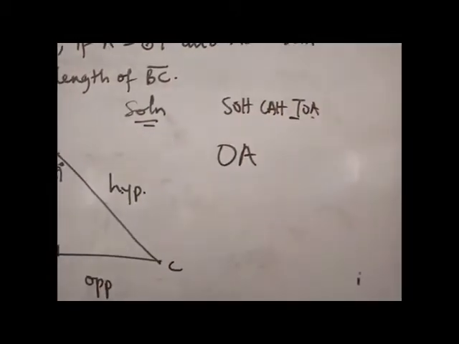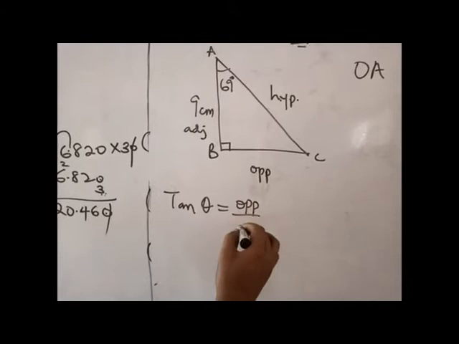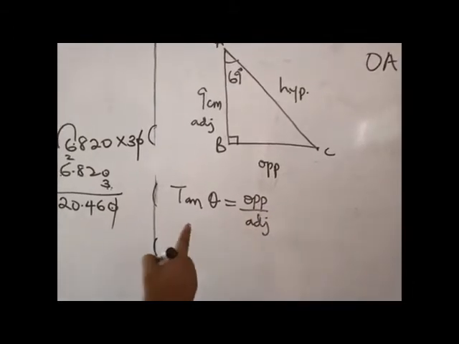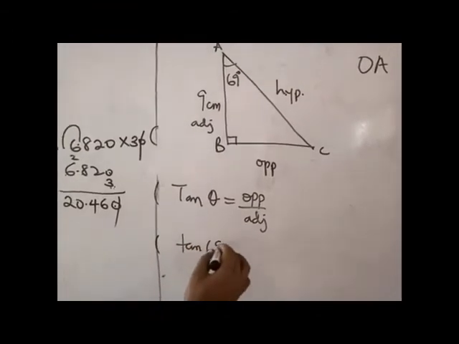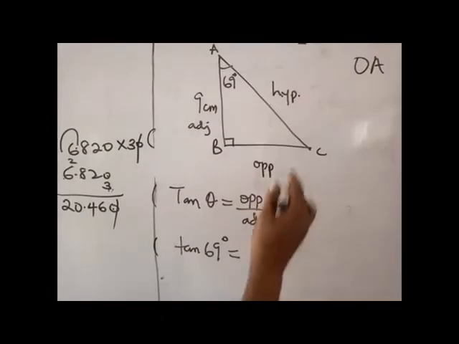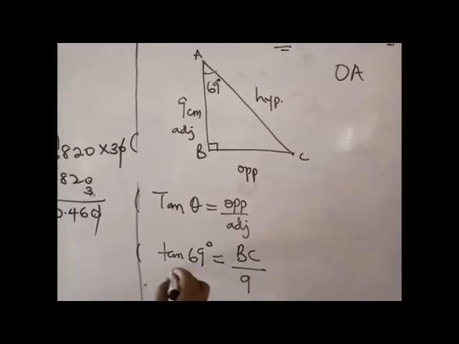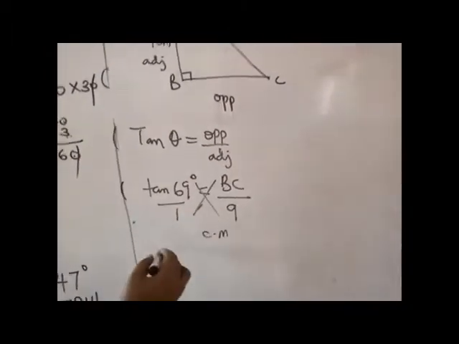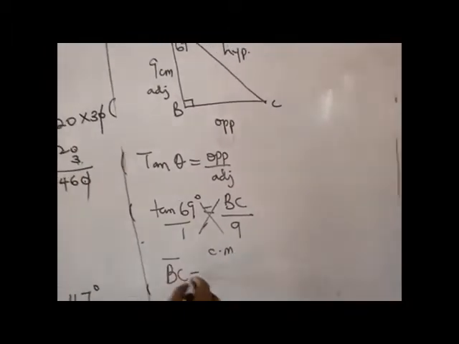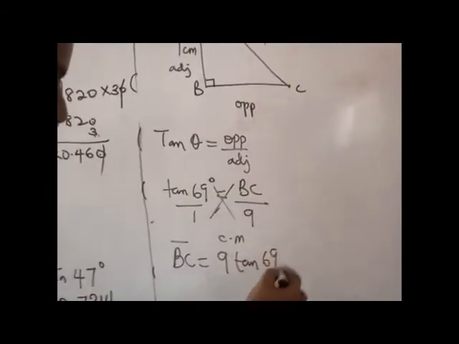So we are using tan theta equals opposite over adjacent. Theta is the angle in question. Tan 69 degrees equals opposite, which is BC, all over adjacent, which is 9. Cross multiply. BC times 1 will give us line BC equals 9 times tan 69 degrees.